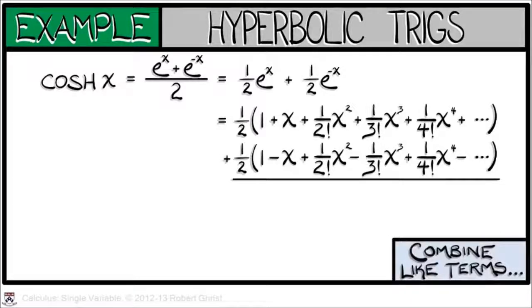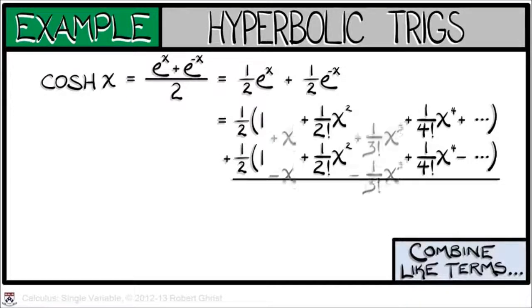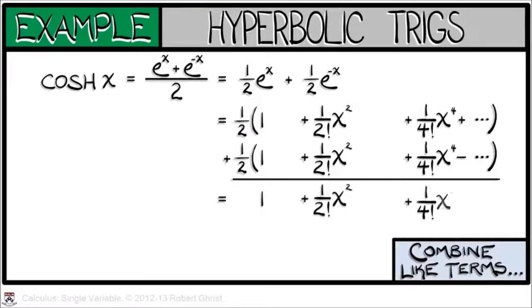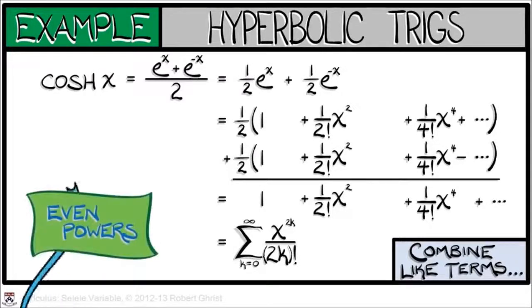By combining terms according to degree, we see that all of the odd degree terms cancel, and we are left with only the even degree terms, the same as in the expansion of e to the x, 1 plus x squared over 2 factorial plus x to the 4th over 4 factorial, etc. If we wish to write this out in summation notation, it would be the sum k goes from 0 to infinity of x to the 2k over 2k quantity factorial.